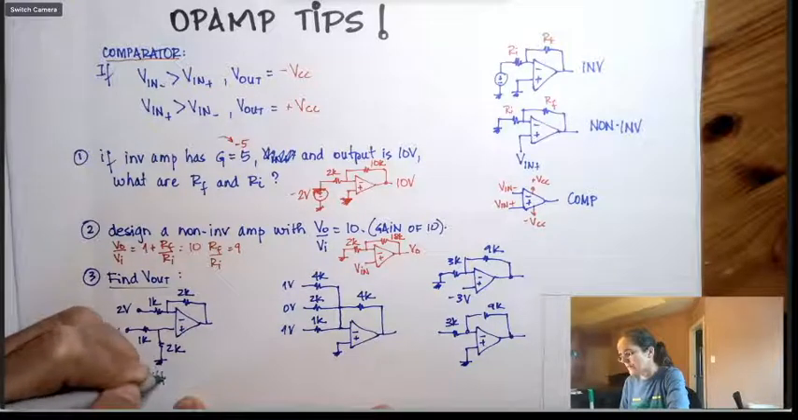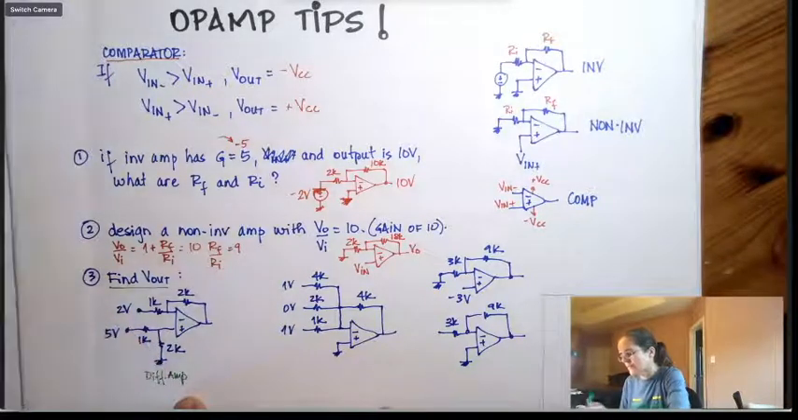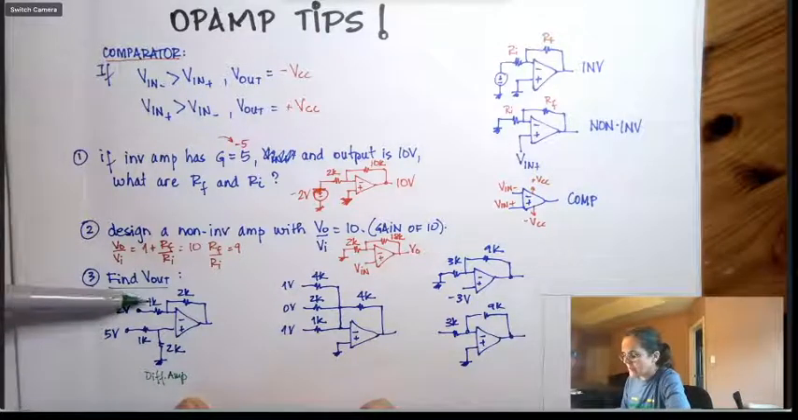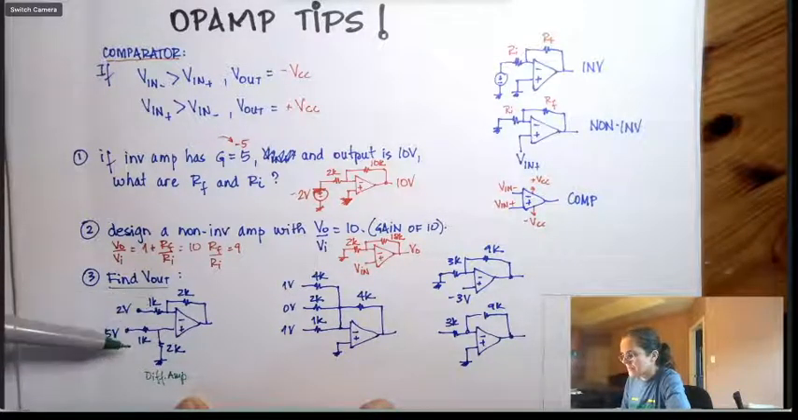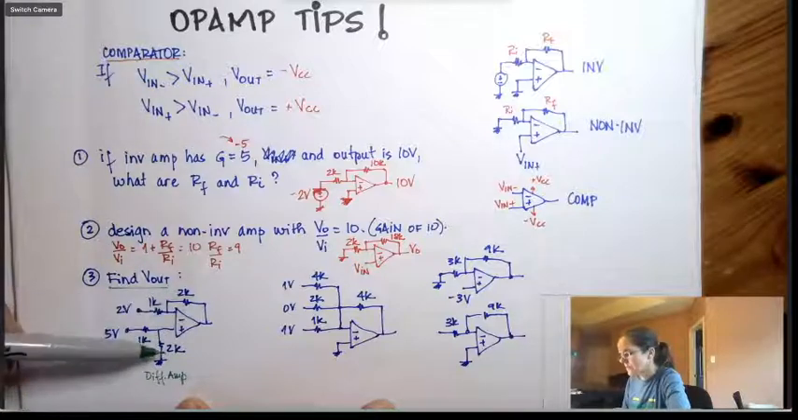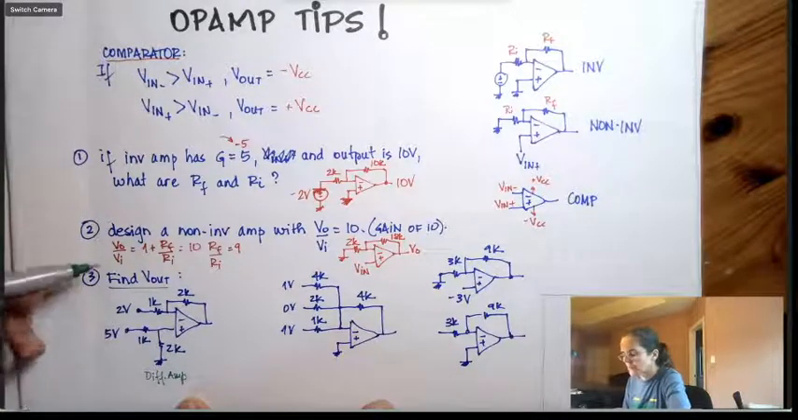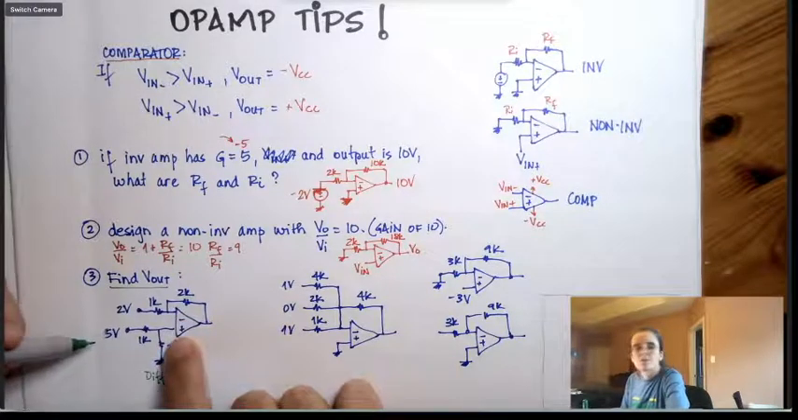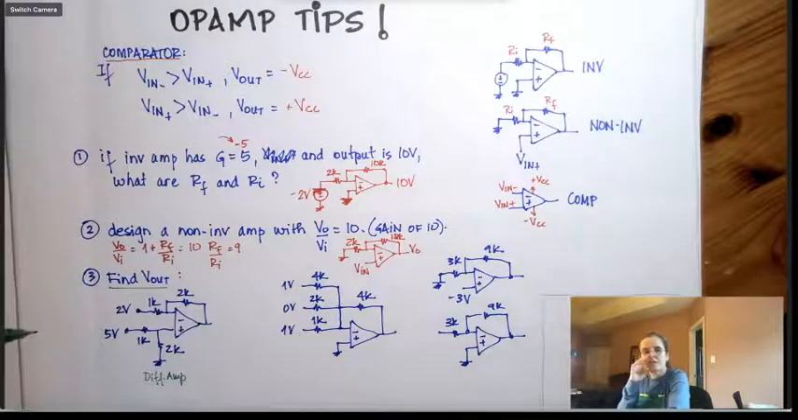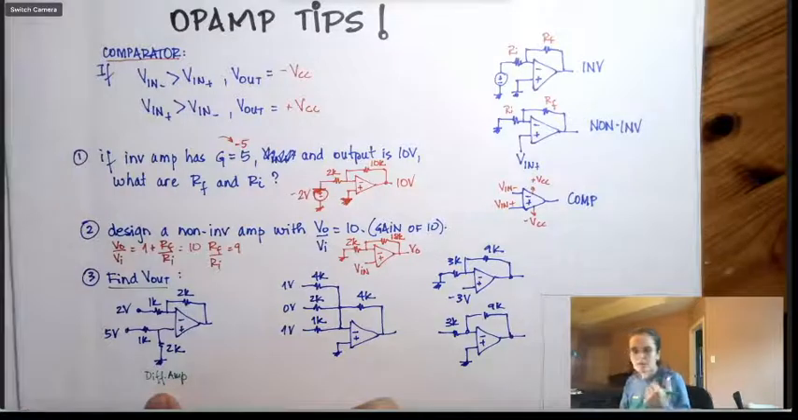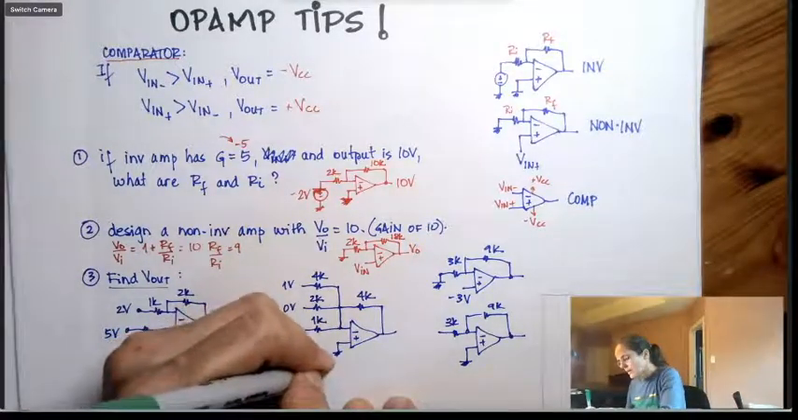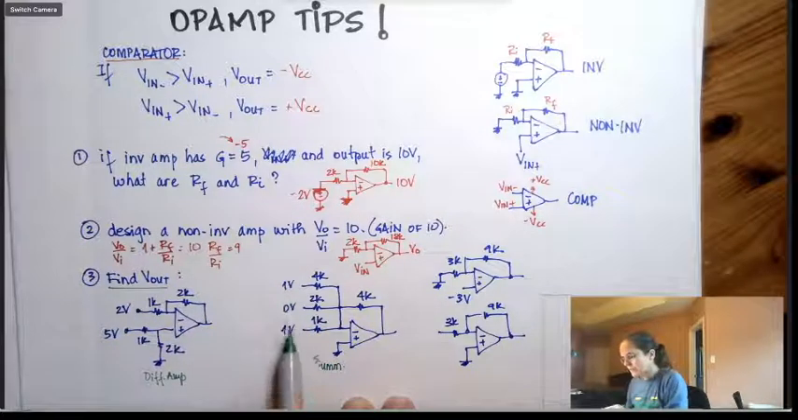So if I asked you what is the output of a difference amplifier with R1 equals 1K and R2 equals 1K and R3 and R4 equals 2, with inputs 2 volts on the Vin negative and 5 volts on the Vin positive, that's the circuit I'm thinking of. This is a summing amplifier with inputs 1, 0, and 1.